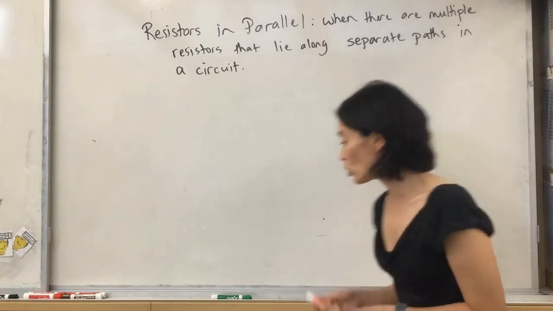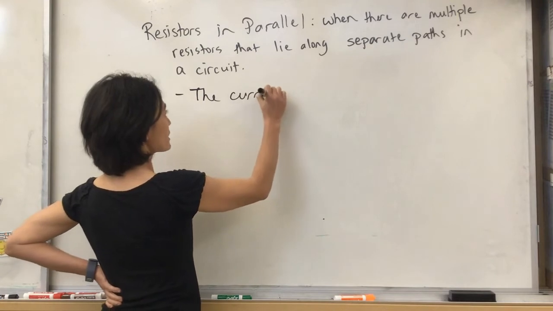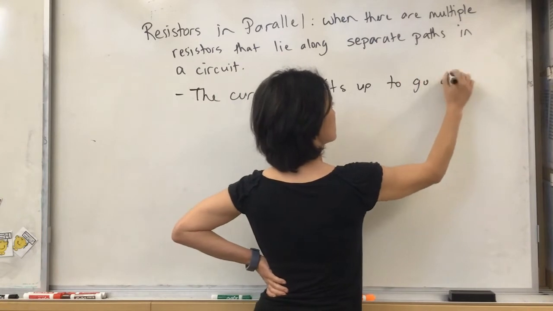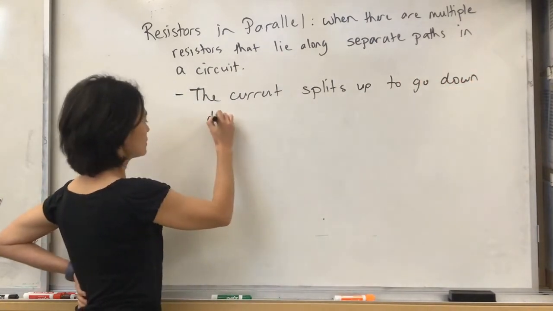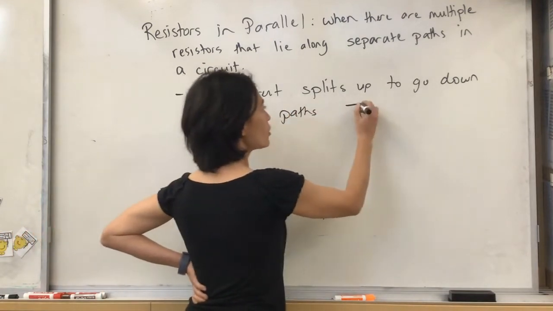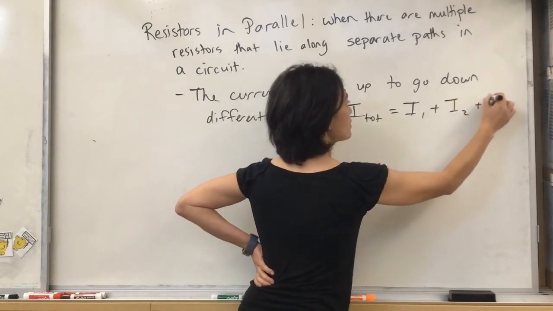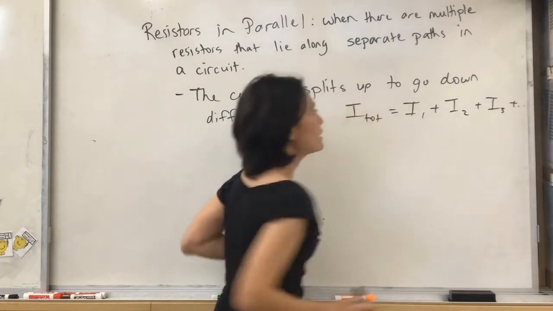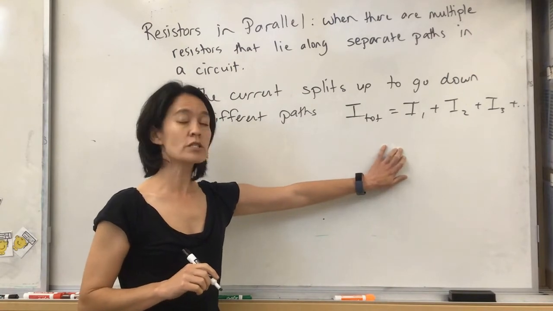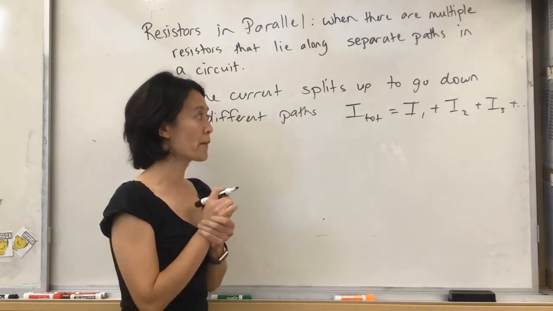In terms of our rules, the current splits up to go down different pathways. So I total in this case is going to equal I1 plus I2 plus I3 plus dot dot dot. This is a little bit of a different relationship than what we saw with resistors in series. For resistors in series, the current was the same through each resistor. For resistors in parallel, it's going to split up.